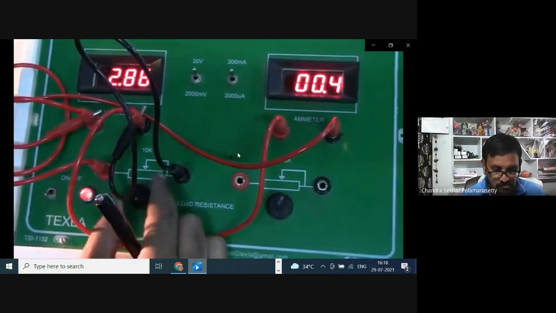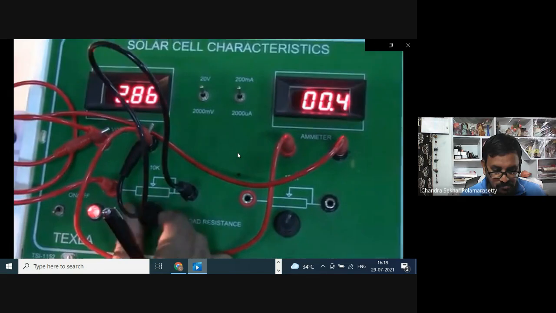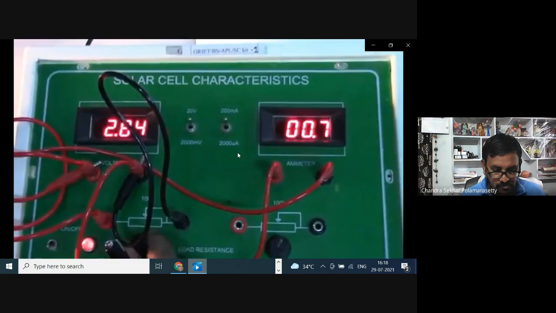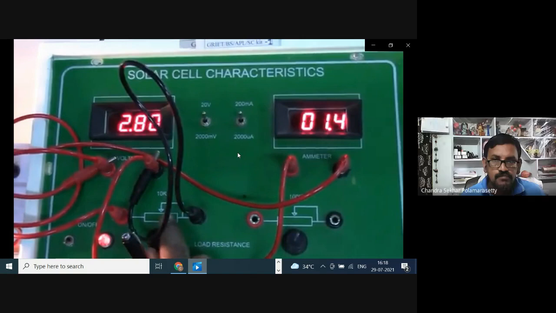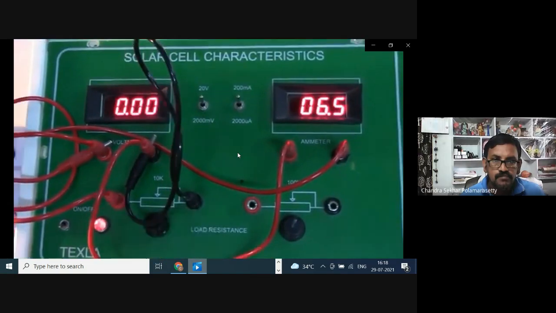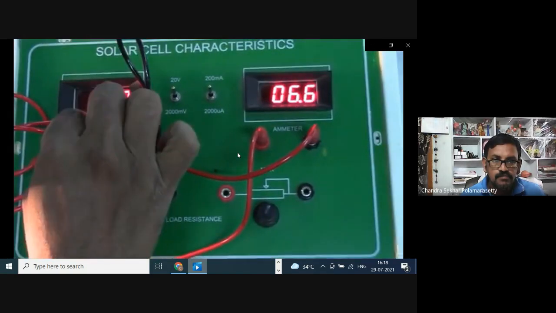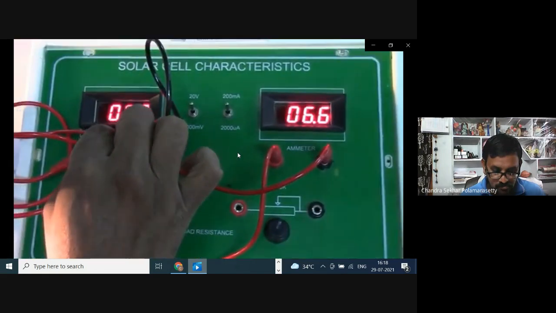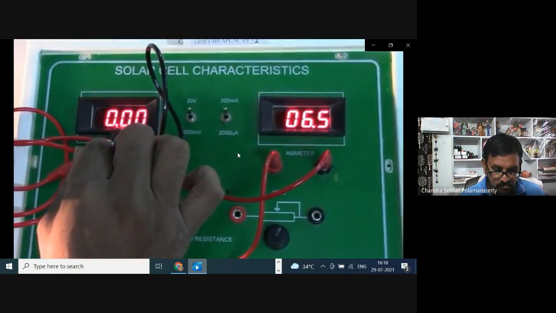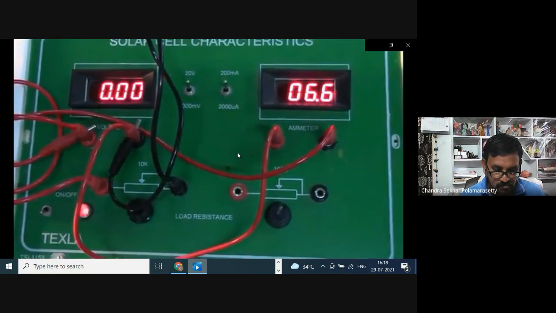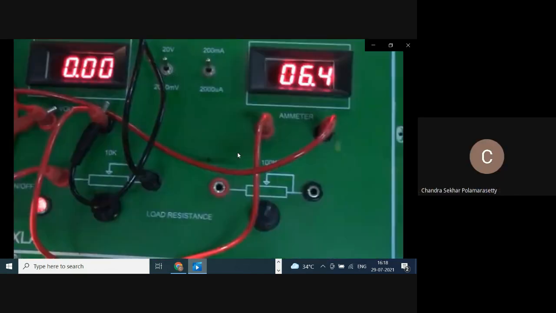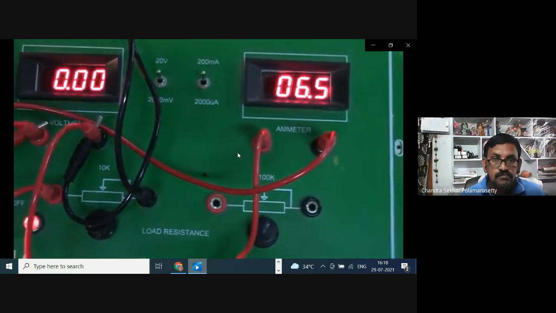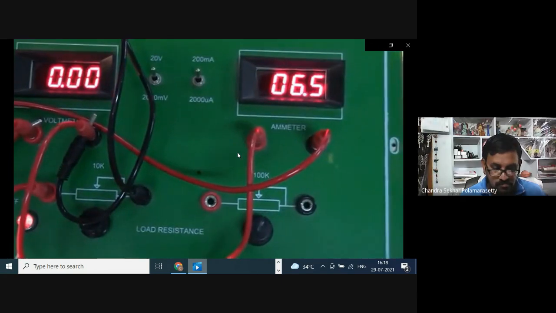So by adjusting the load resistance exclusively, you have to increase the resistance. So I am to get 3 volts in the voltmeter. So 3 volts is the voltage. Now at this voltage, what is the current? You see students, current drastically decreases. It reduces to 3.1 milliamperes.